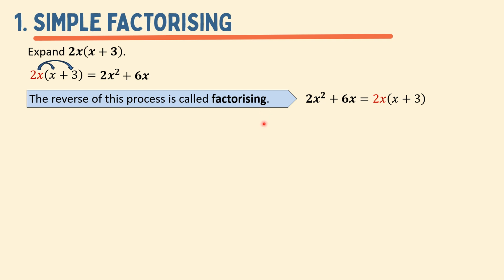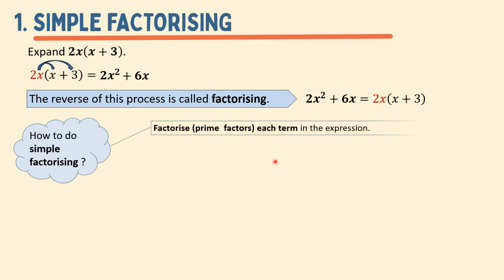And this is what we're gonna do in this video. So now, how to do simple factorizing? There are some steps that you can follow. The first step, factorize each term in the expression. If you find numbers in the term, you need to factorize or decompose them into prime factors.